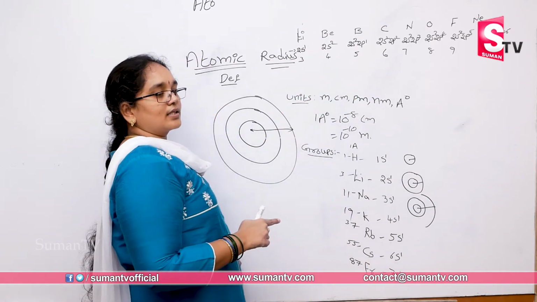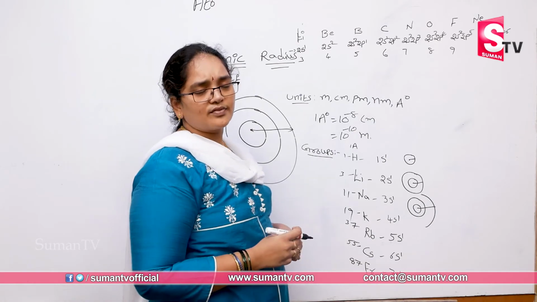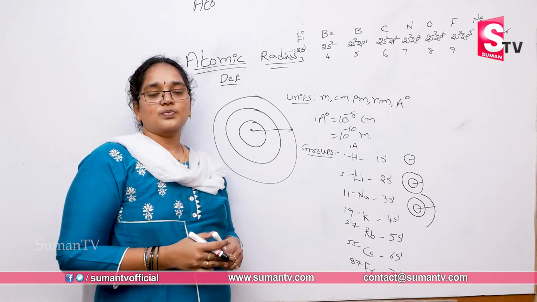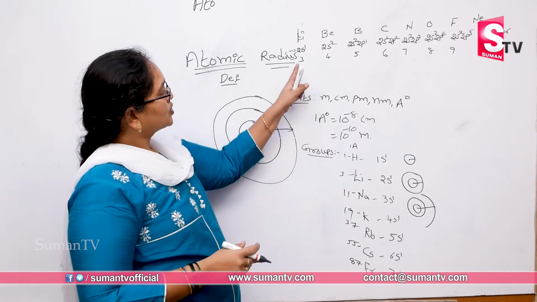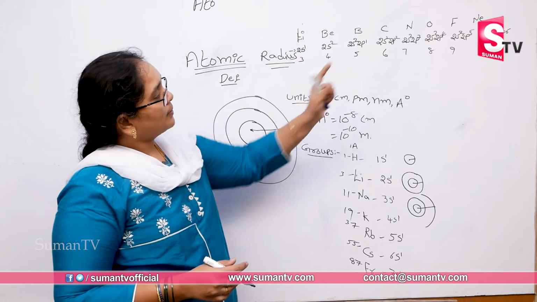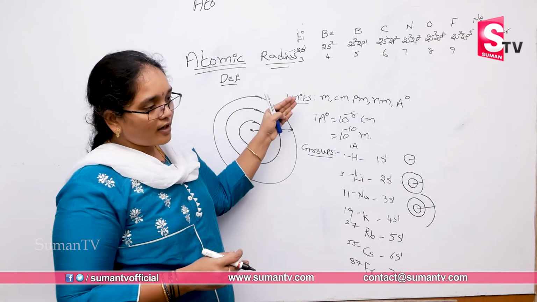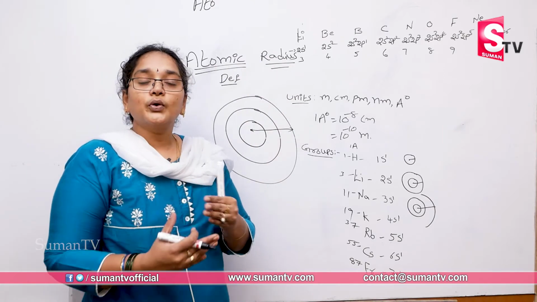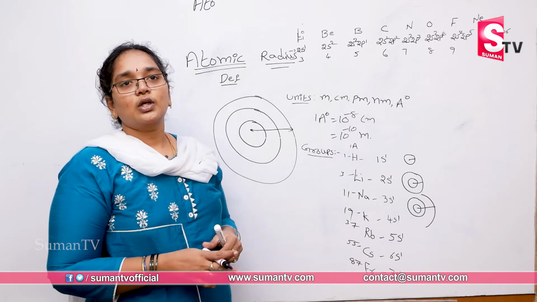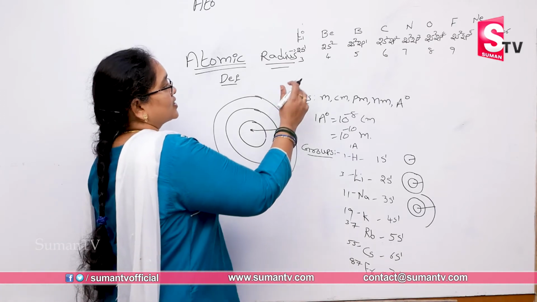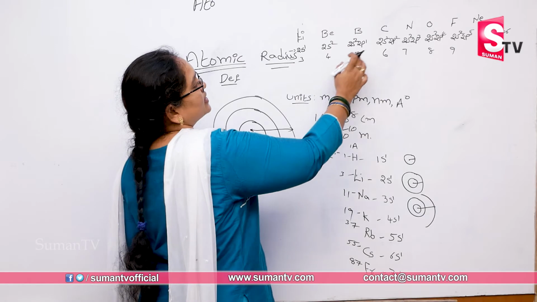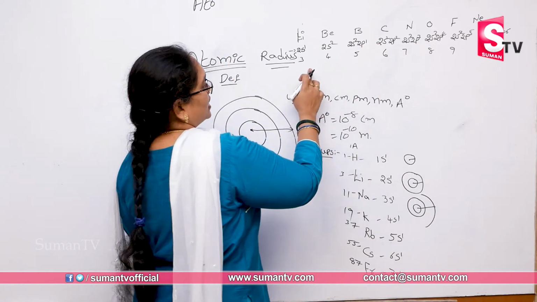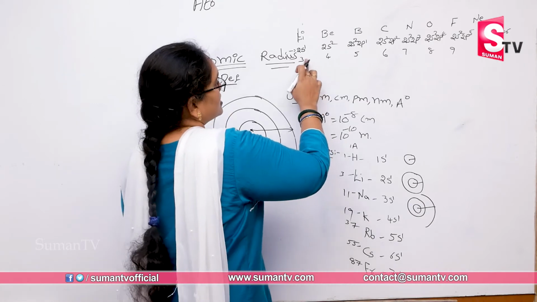The atomic number increases means, we know that atomic number is defined as the number of protons present in the atom, or the number of electrons present in the neutral atom. So from left to right, the atomic number increases, which means the number of protons in the nucleus increases. That is, nuclear charge increases, and all the electrons enter into the same shell.